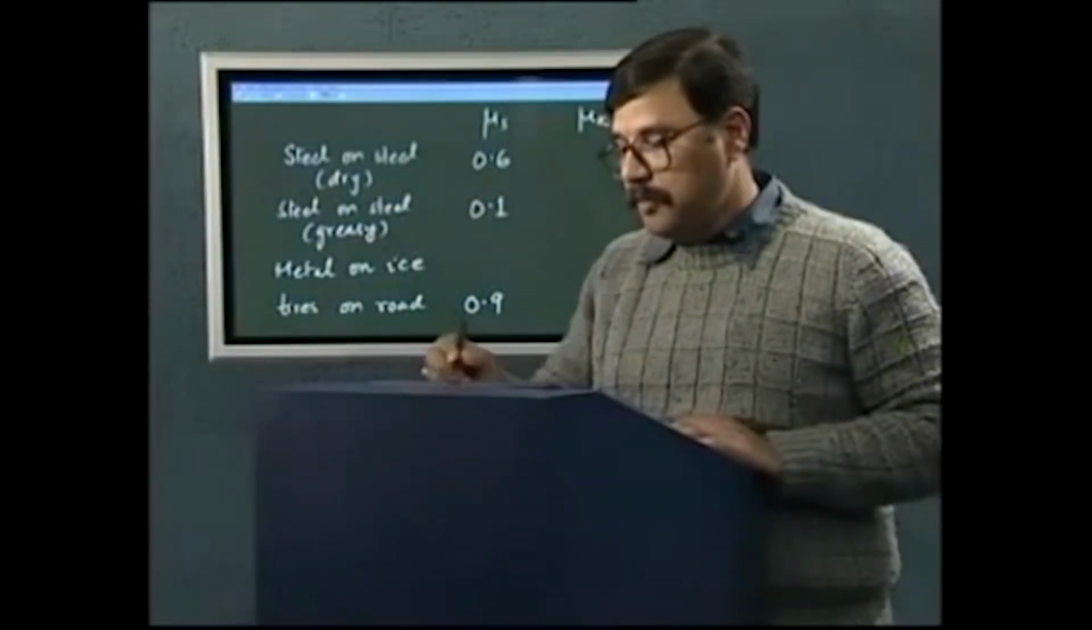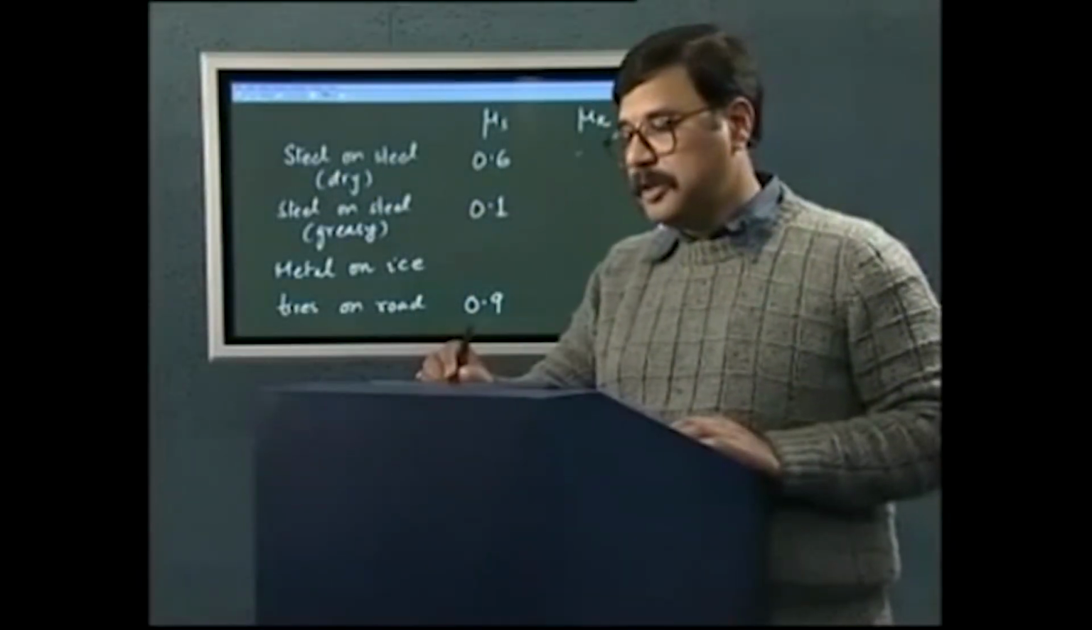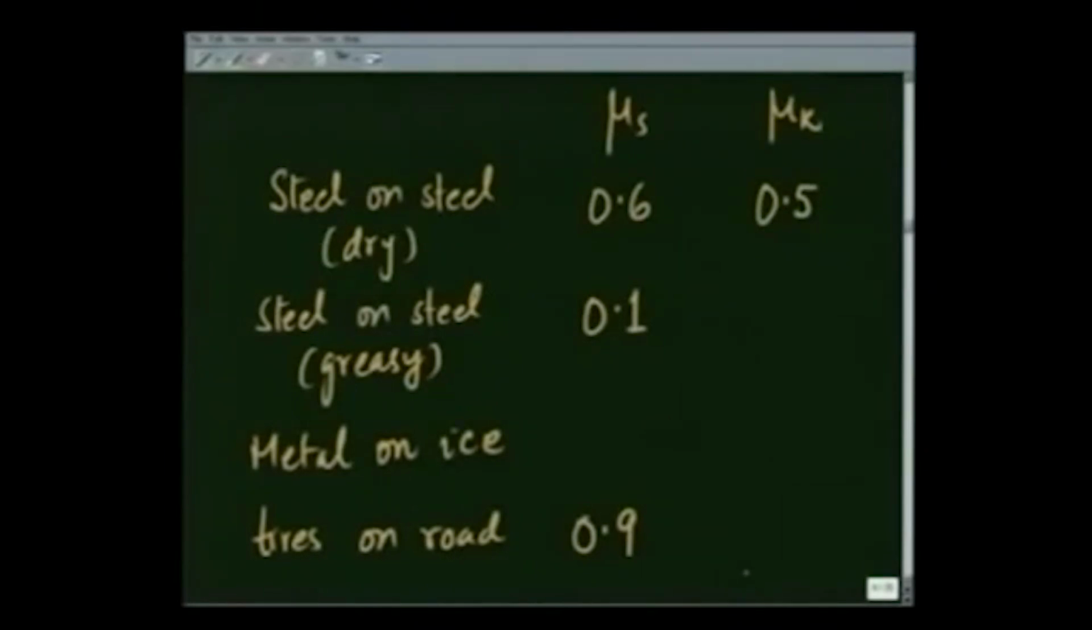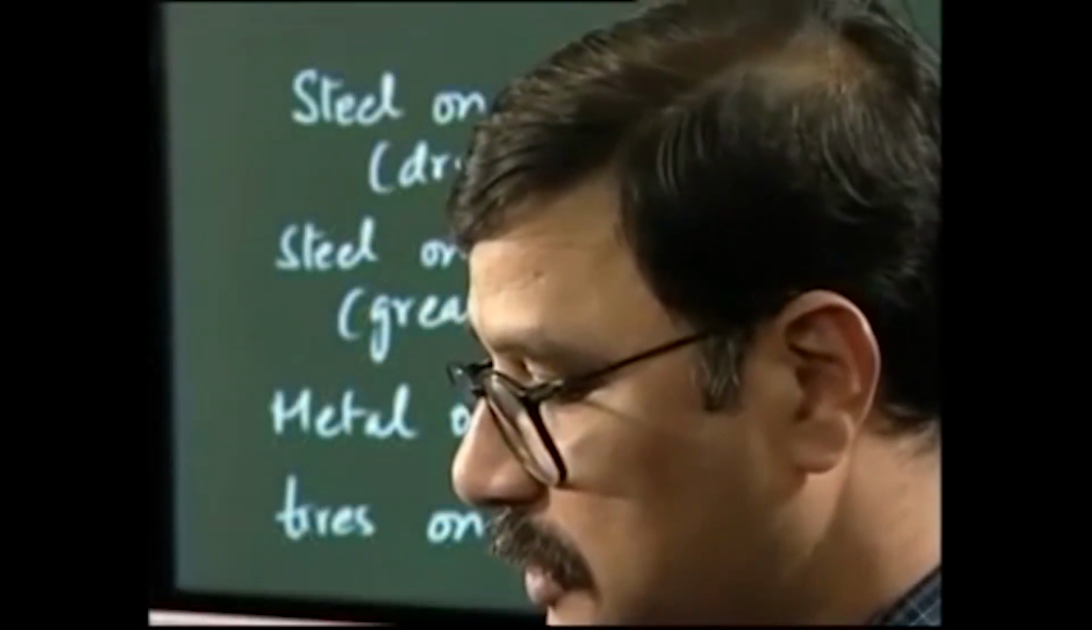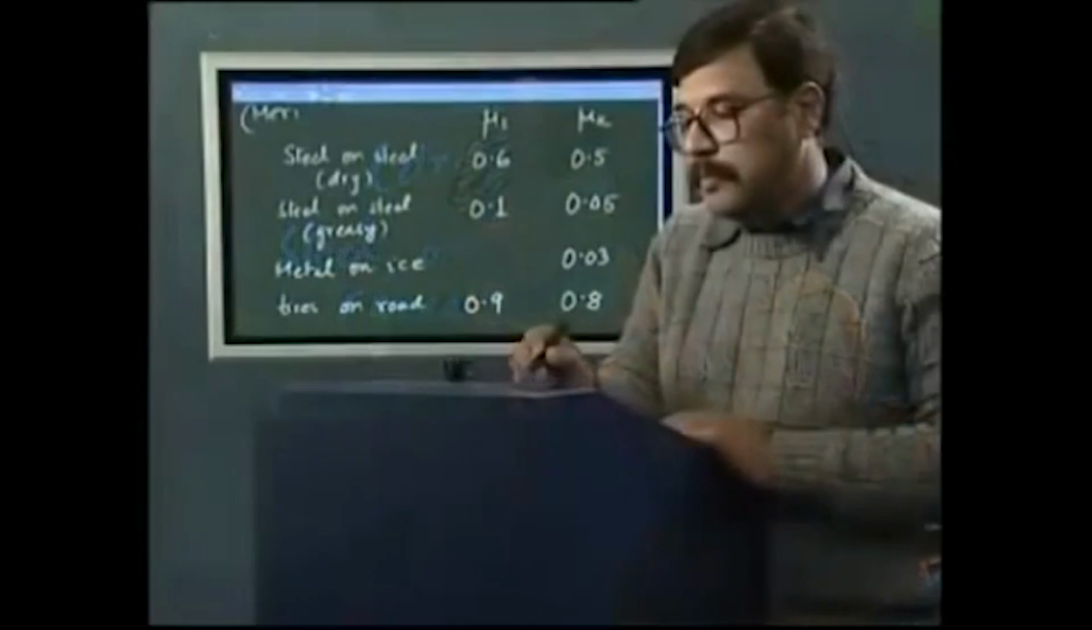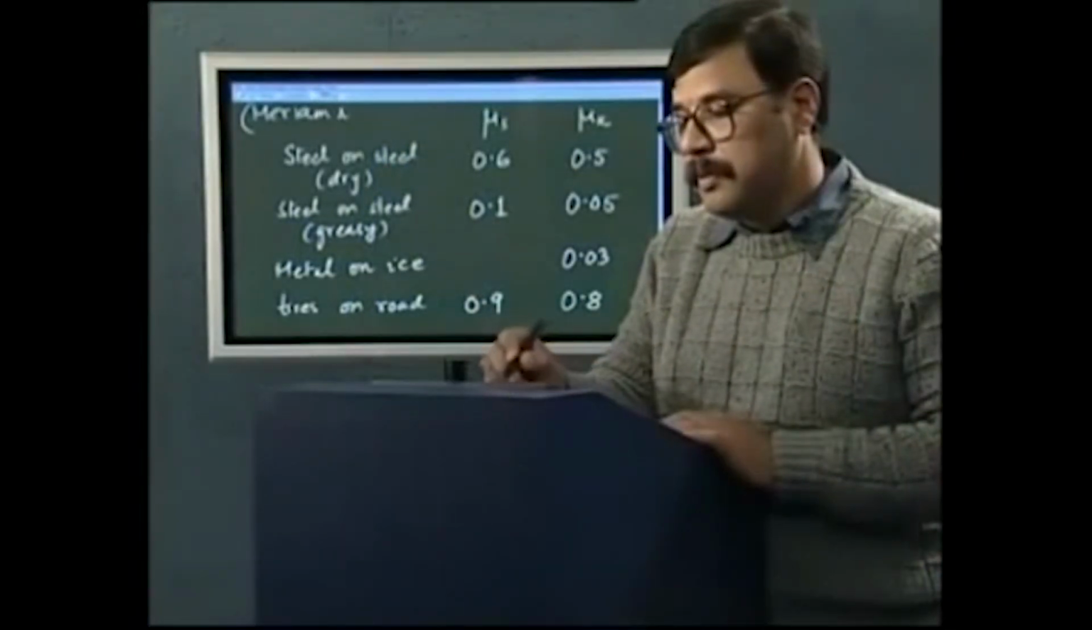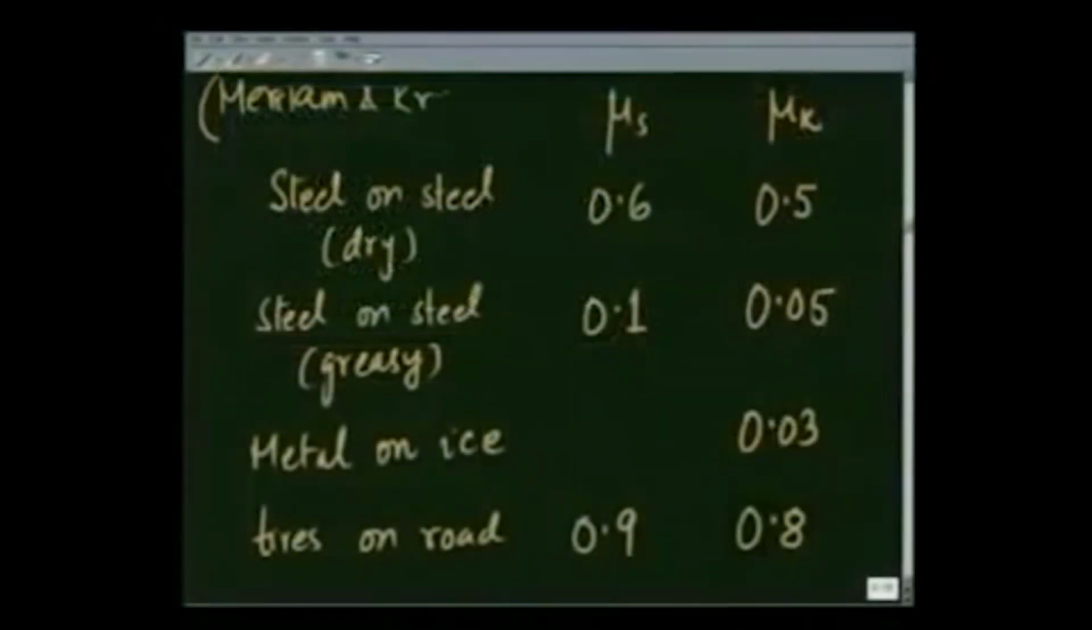The moment the body starts moving, steel on steel drops down to 0.5, steel on steel greasy drops down to 0.05, metal on ice is about 0.03, almost frictionless, and tires on the road comes down to 0.8. I must give you the source of this. This is Meriam and Craig, Dynamics. That's where I've taken these values from.